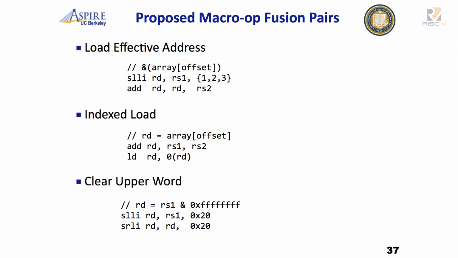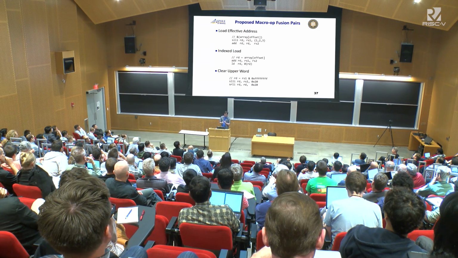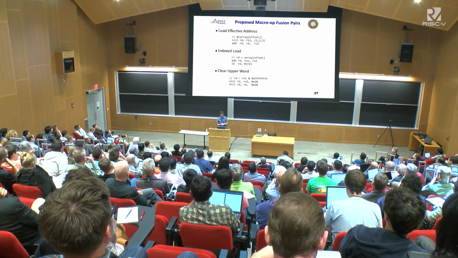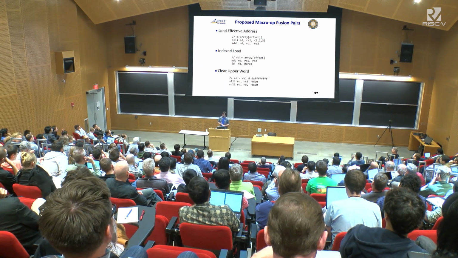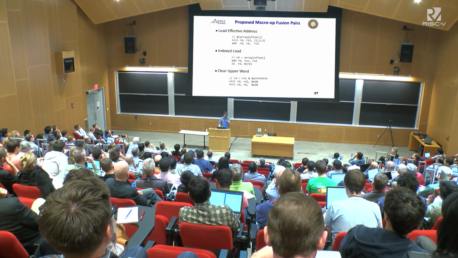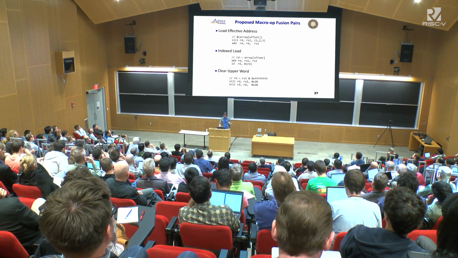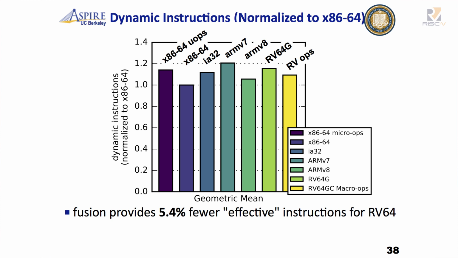So if we take this idea even farther, there's a couple fusion pairs that I'm going to propose that show up in SPECint. One is the load effective address, so a small shift followed by an add, or the indexed load, or the add followed by a load, or the clear upper word where we're going to zero out the upper 32 bits. And we can analyze the histograms of RISC-V to see how often this shows up. And what we find out is that these idioms account for over 10% of the instructions, which means that you can effectively lower the instruction count by 5.4%.